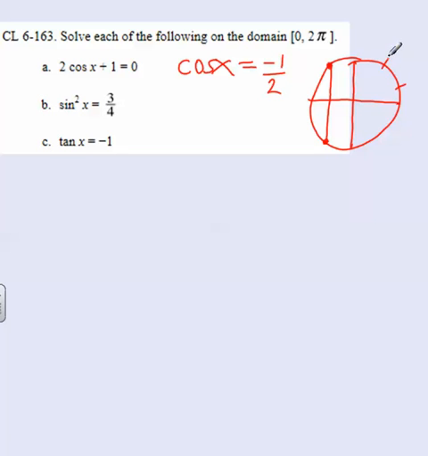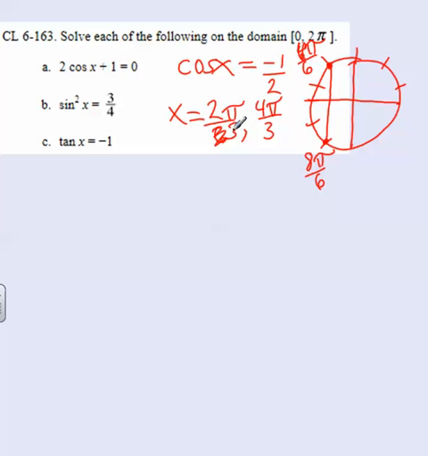1 6 pi, 2 6 pi, 3 6 pi, 4 6 pi, 5 6, 6 6, 7 6, 8 6. We can write the two solutions in reduced form. 2 pi over 3 and 4 pi over 3, reduced.